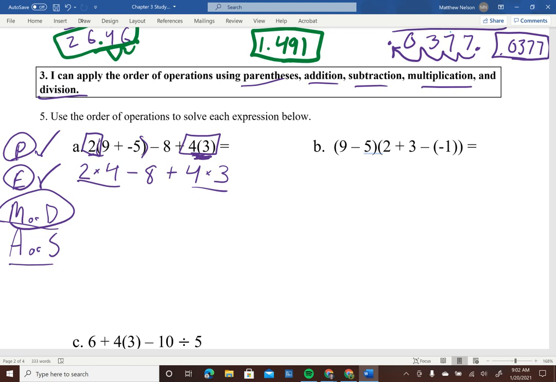So 2 times 4 would turn into 8. Write everything the same. Oh, but then we have 4 times 3 as well, which should be 12. So now we have 8 minus 8 plus 12.